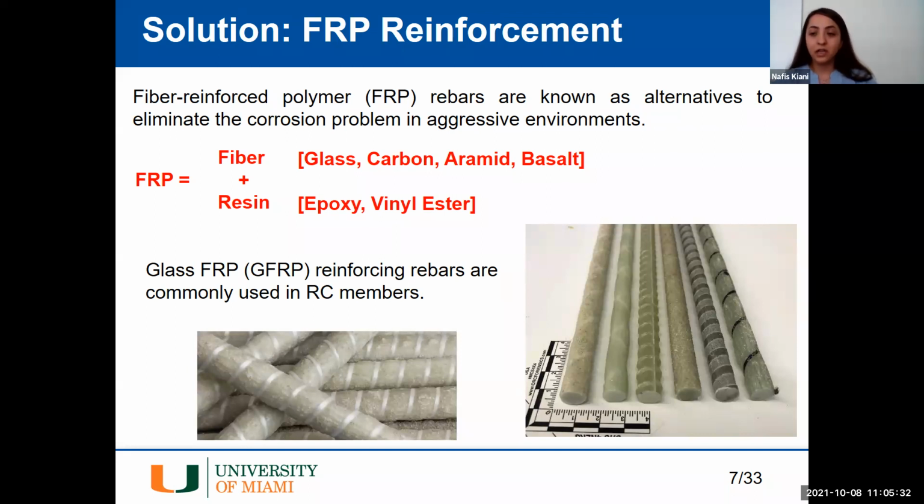and the resin could be epoxy or vinyl ester. Among the different types of FRP bars, the most commonly used as structural reinforcement in concrete structures are GFRP bars, or glass FRP bars.